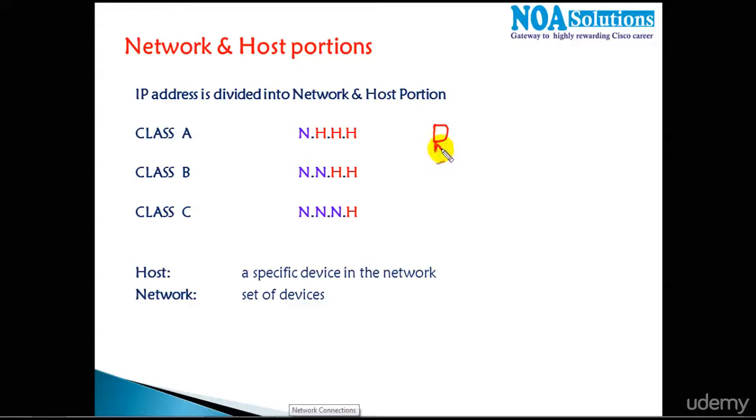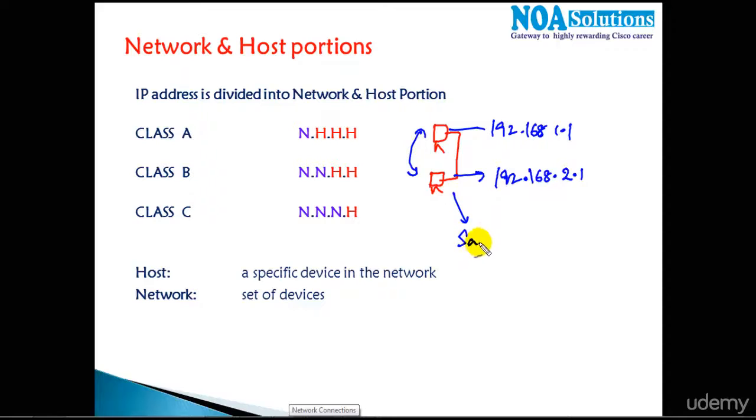Let me take an example. I have 2 computers in my LAN, and they are connected with each other. The IP address of one device is 192.168.1.1, and the IP address of the other device is 192.168.2.1. My requirement is to ensure that these 2 devices can communicate with each other, that they can ping each other. To check that, the first condition is that they should be on the same network. Now my question is whether they belong to the same network or different networks.